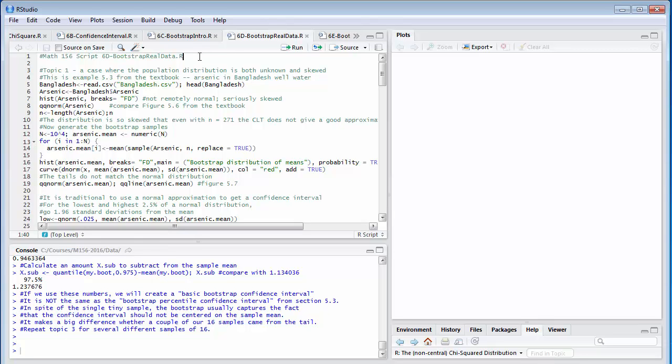It's Paul Bamberg here with a Math156 script designed to show you how you can apply bootstrapping techniques to real-world data. I strongly encourage you, as usual, to read the relevant sections in the textbook, and my first topic is example 5.3 in the text involving concentrations of arsenic in well water in Bangladesh.